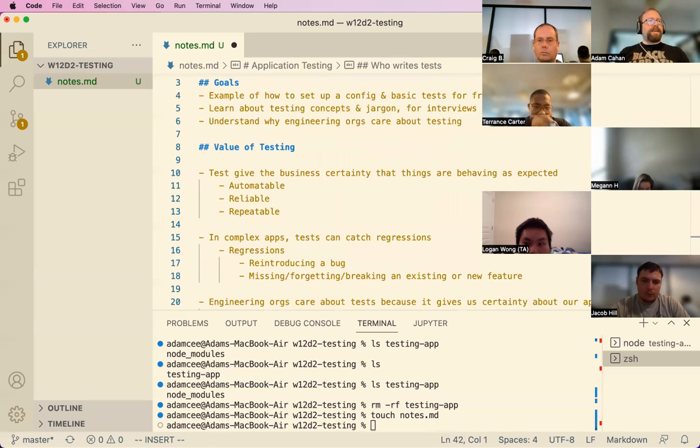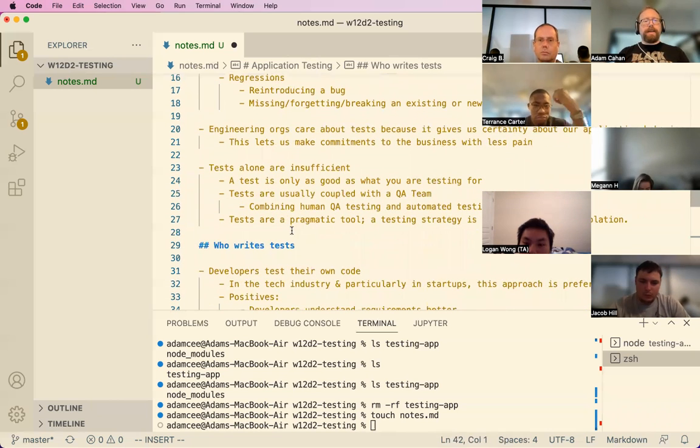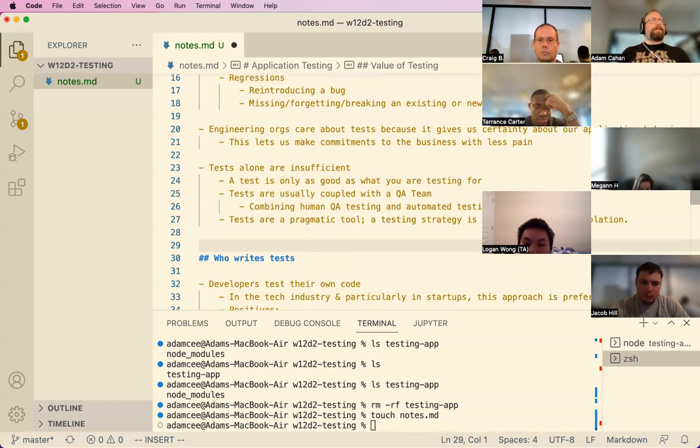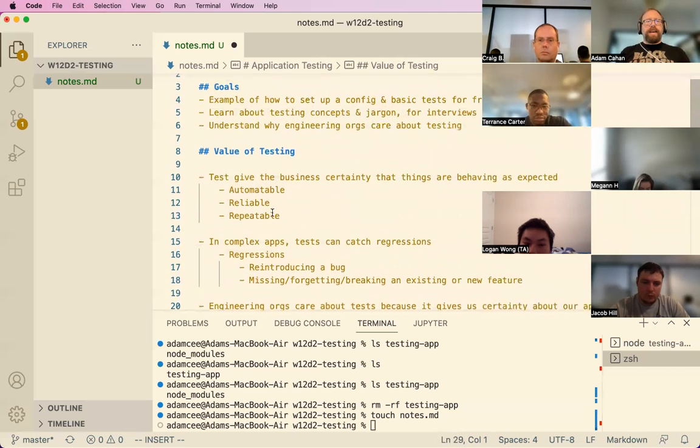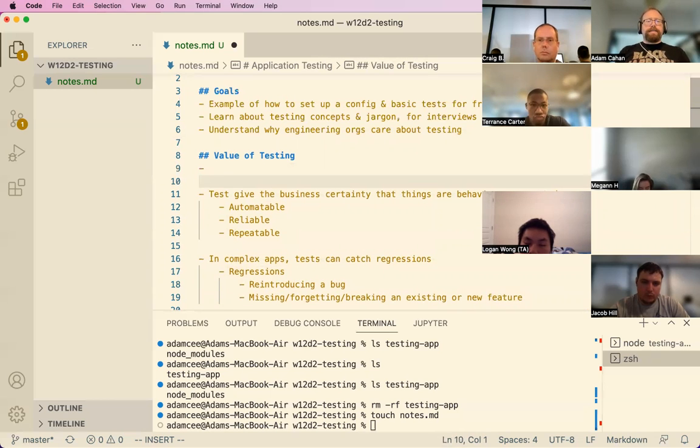So I talked a bit about the value of testing and why to write tests. I'm just going to expand on that a bit. And actually, right here at the top, I want to put, it is a huge plus to understand testing when you're looking for a job.